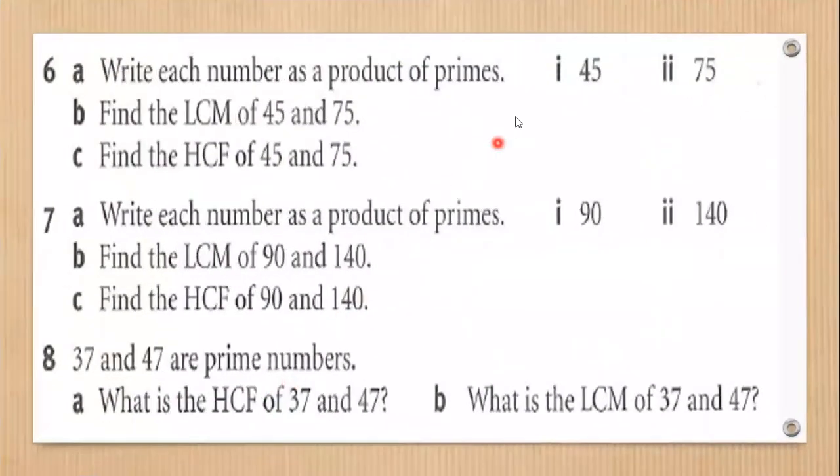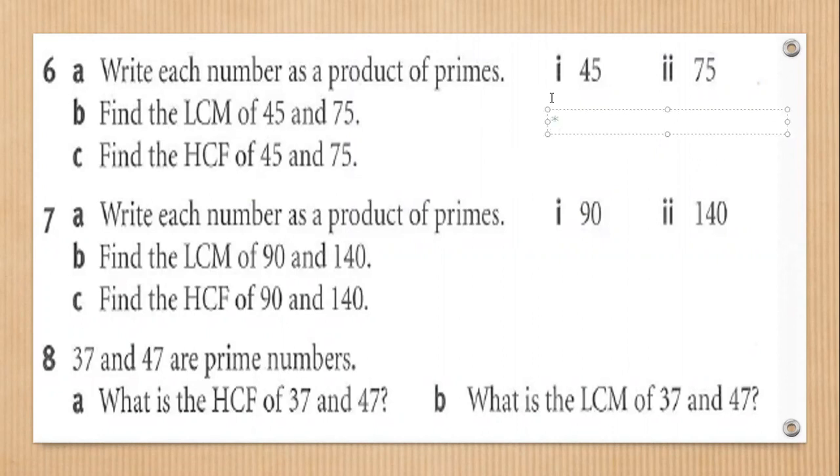So let's solve the other part, that is question number 6. Write each of the numbers as a product of prime numbers. So first thing, we write each number as a product of prime numbers. How do you write this? You divide this into two parts, as I told you before. Let's suppose I write here 9, and here I write 5. After that I write here 3.